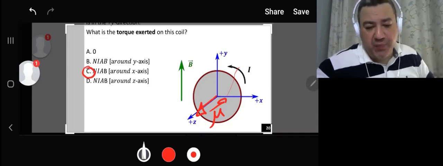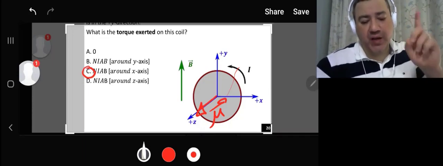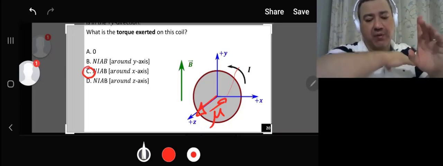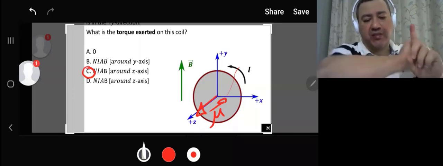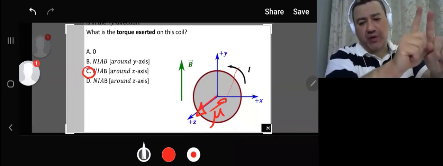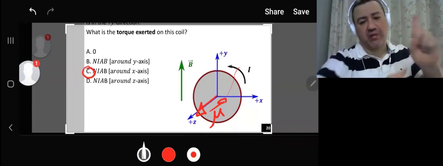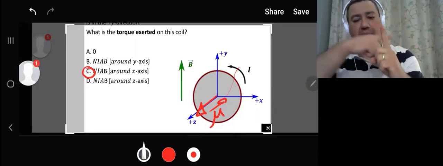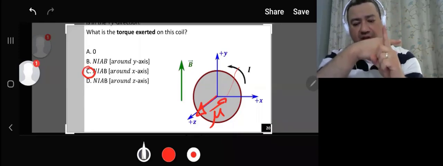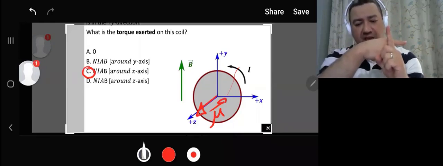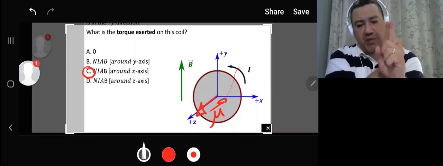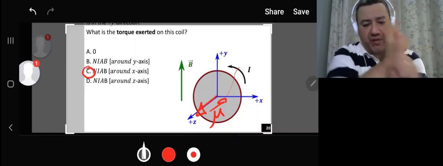So the magnetic field is pointing in the positive Y. The magnetic dipole moment is pointing in the positive Z. The magnetic dipole moment is going to rotate such that it will become parallel. So if the magnetic field is pointing up this way, and the magnetic dipole moment is pointing in this direction, which is the Z, it will rotate such that it is aligning, becoming parallel with the magnetic field.